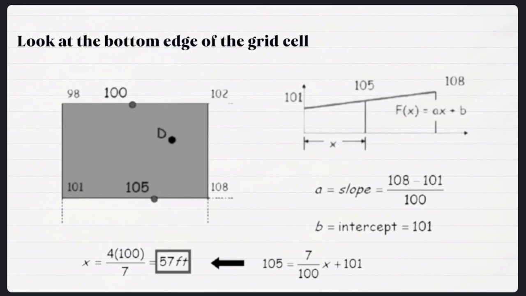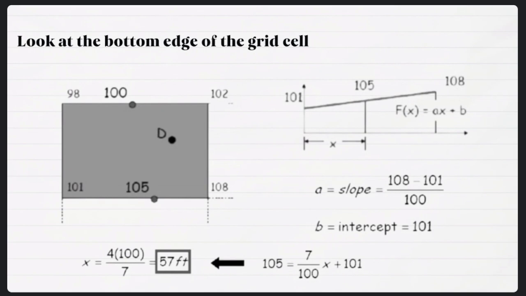So in order to find the distance from the B-intercept, we use this formula. We subtract 101 from 105 which is 4. Times 100, which is the length of the rectangle. And then over 7, that 7 is the difference of the second point and first point, which is 108 and 101. So with that formula, we were able to solve the x value. So 57 feet. This means the 105 is only 57 feet from 101.